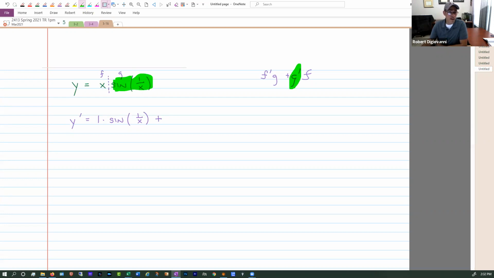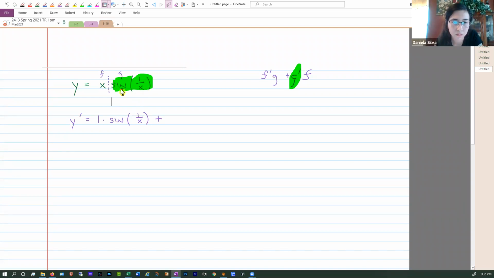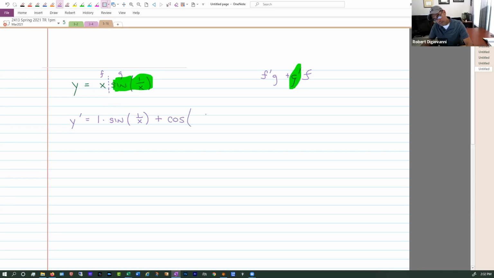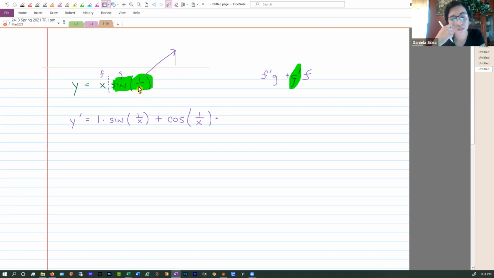And do you see composition there? Yeah. Okay, so how many layers do you have here? Just 1. Yep, you've got an outside layer and inside, right? So start with the outside. Is cosine... cosine, and what goes inside the cosine? The 1 over x? Okay, good. And now times, now Daniela, you have to take derivative of that, right? Yeah. So how do you take derivative of 1 over x? How would you do that?